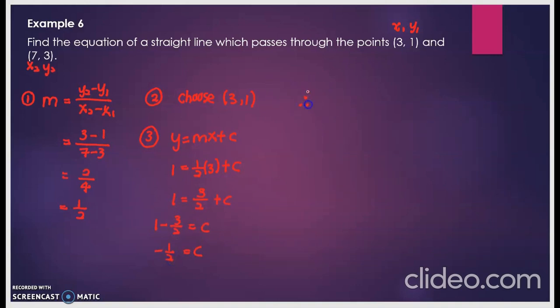Therefore, our equation of the straight line will be y is equal to 1 over 2 x plus c, where c is negative 1 over 2. Either you give your answer in this form, or you can simplify by multiplying by 2. So here will become 2y is equal to x minus 1. So you can leave your answer in this form, where you multiply by 2, or you can leave your answer in the previous form.